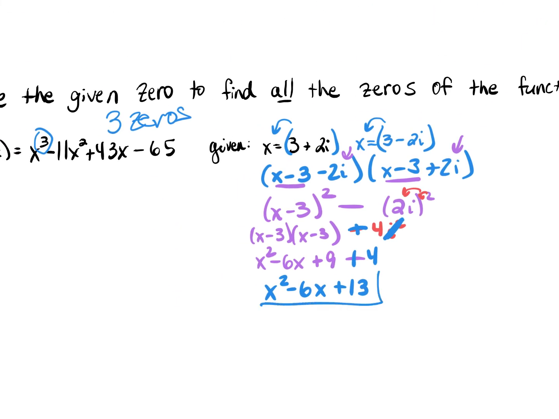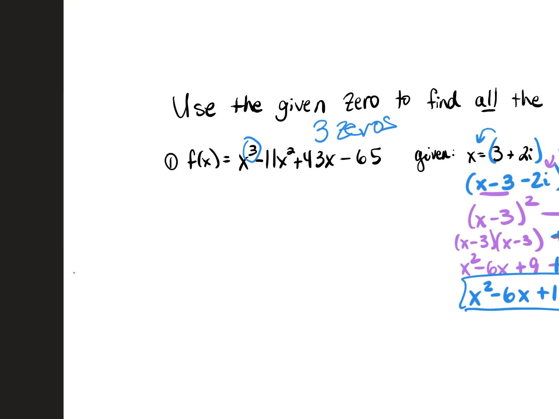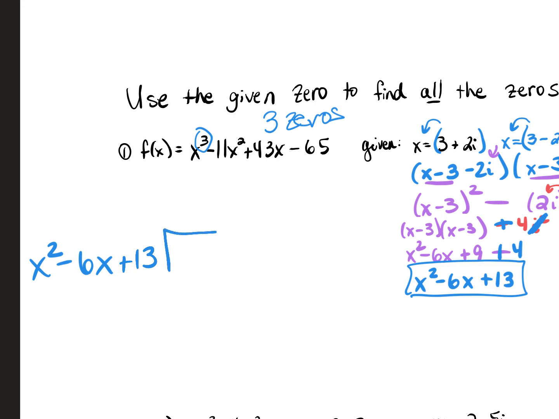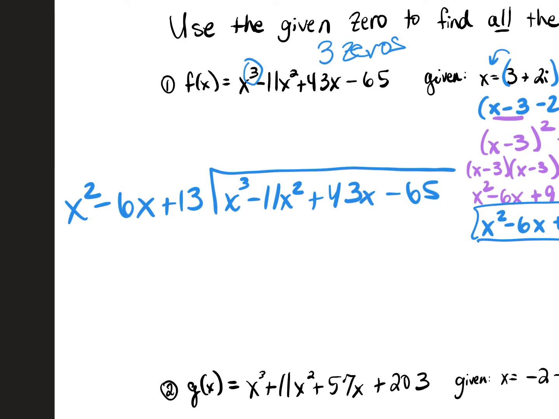So now we're going to take this and divide our given polynomial by that to discover our last 0. So x squared minus 6x plus 13. We're going to divide that into x cubed minus 11x squared plus 43x minus 65. Make sure there's no gaps or anything. You're accounting for any missing exponent. But we're just going to use our long division, and it should work out nice and pretty with no remainder.